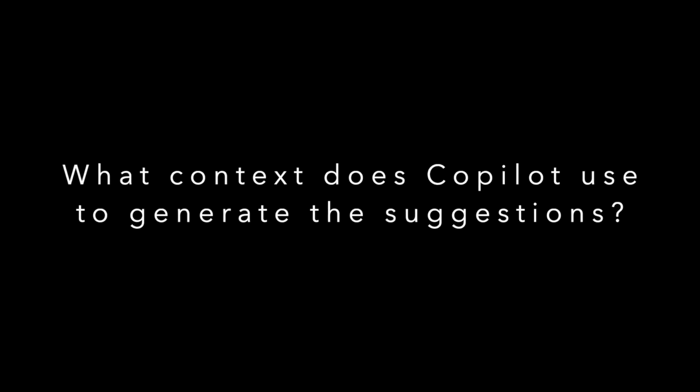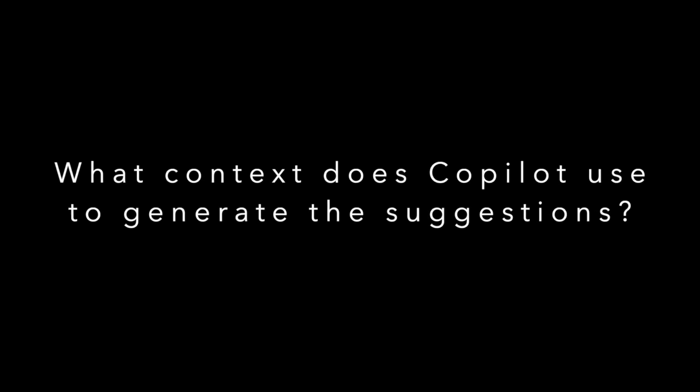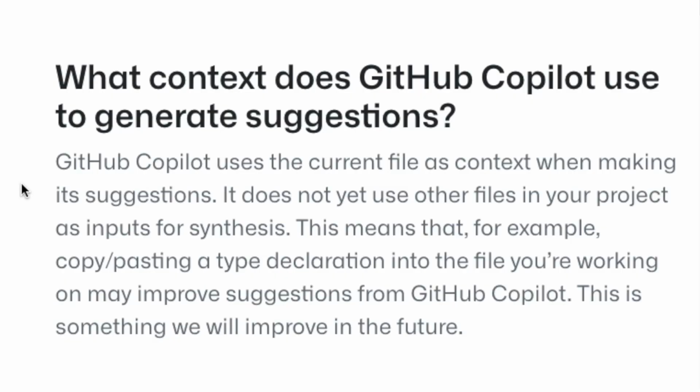A related question is, what context does Copilot use to generate these suggestions? As I mentioned before, Copilot uses the current file as the context when making its suggestions. This means that it does not yet use other files in your project as inputs. So any other files in your project are not considered except for the one you're currently working on. The implication is that sometimes it might help to copy and paste a certain type declaration or some piece of code that you think might provide context to improve suggestions from Copilot.